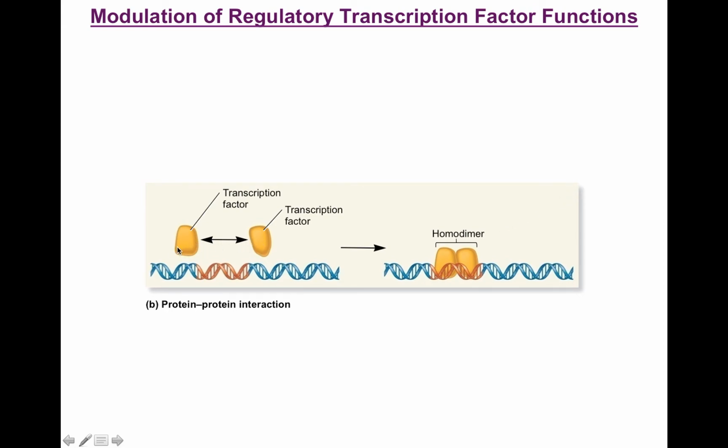Transcription factors can also dimerize. They can form homodimers most often. Sometimes they can form heterodimers with 2 different polypeptides. And they need to form these heterodimers before they can bind to their elements on the DNA.